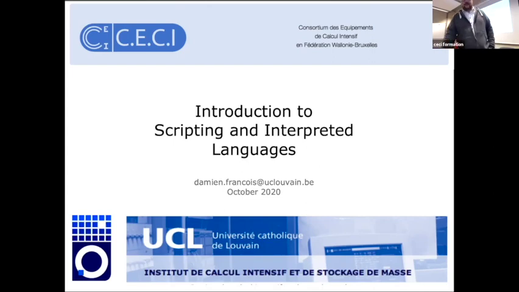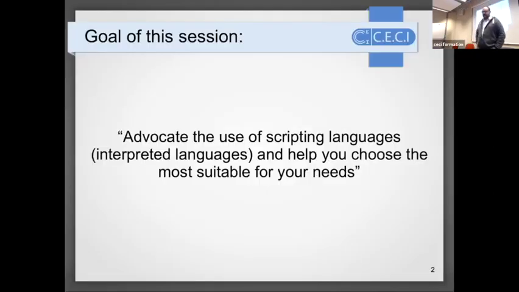So the goal of this session is to advocate the use of scripting languages or interpreted languages and help you choose the one that most suits your needs. So if you attended the Fortran session this morning, you realize that Fortran is a compiled language where you have a compiler and you transform the code into something that the machine can understand. And we will see that by contrast, interpreted languages are a bit different. They are not better, but they are complementary, and it's always nice to have one of them in your toolkit.